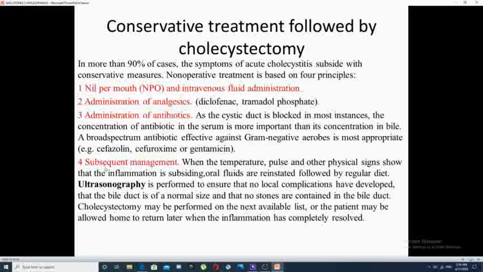Fourth, subsequent management: when the temperature, pulse and other physical signs show that the inflammation is subsiding, oral fluids are reintroduced, followed by regular diet. Then put the patient on the next list for cholecystectomy.